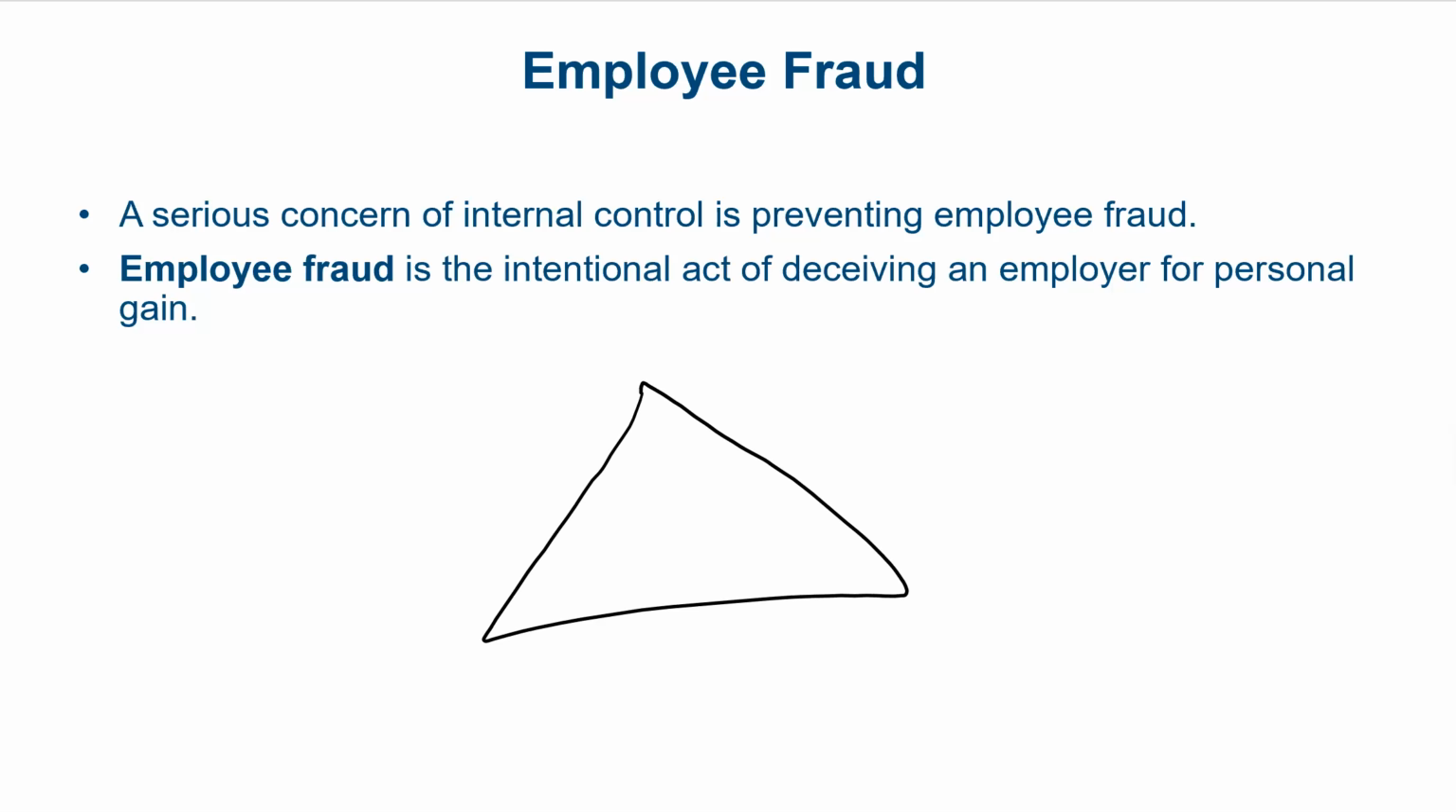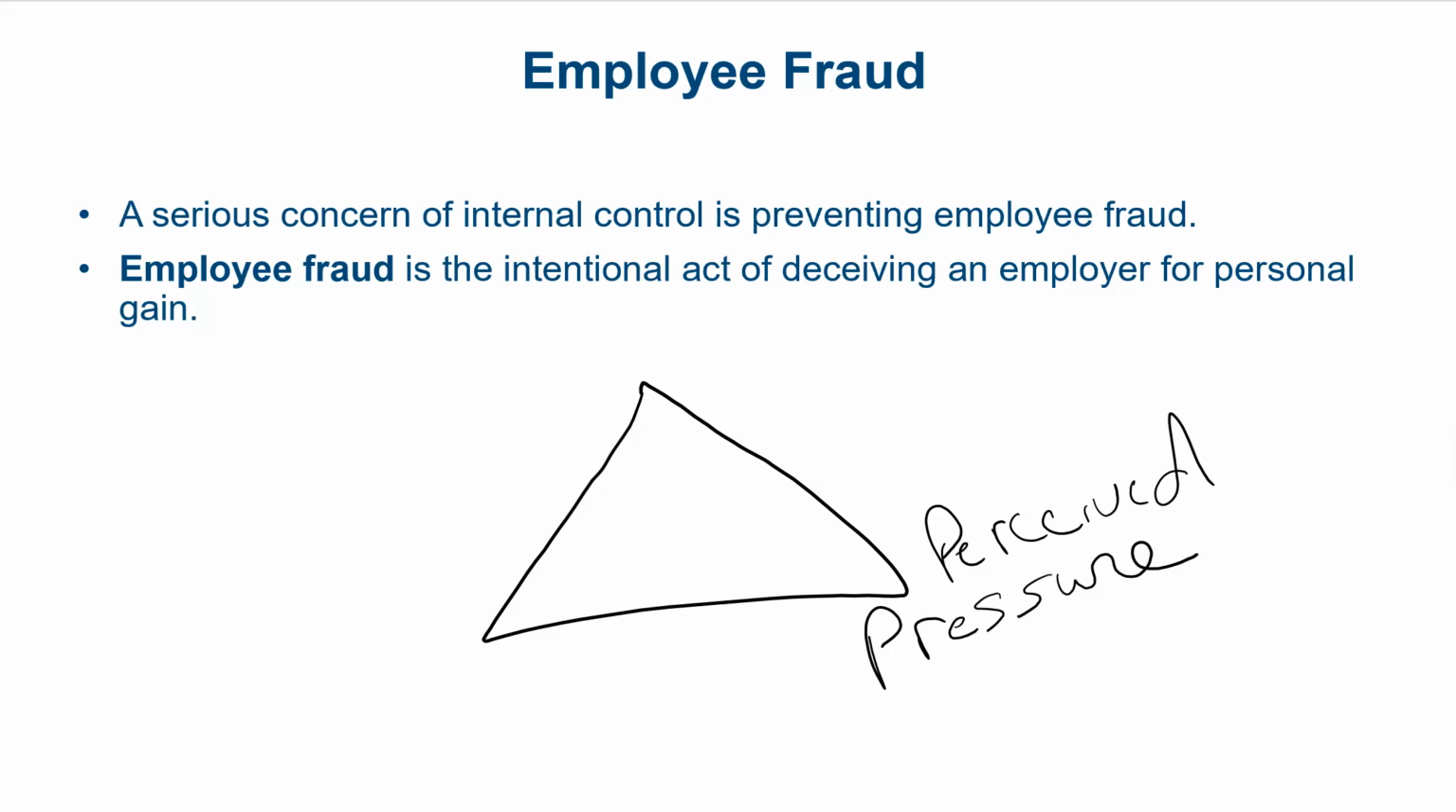So we can look at it like this, and if you have all three pieces of the triangle, then that is the only way that you can have employee fraud. So let me tell you what those are. First of all, there has to be pressure. Your employee has to feel some sort of pressure. It can be real or just something that they perceive, but it has to be pressure. So we should actually call this perceived pressure. Perceived pressure is actually more true.